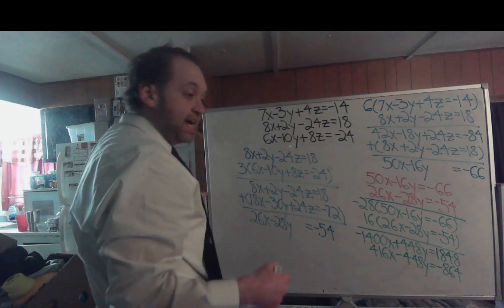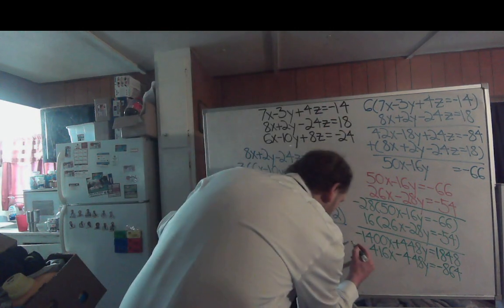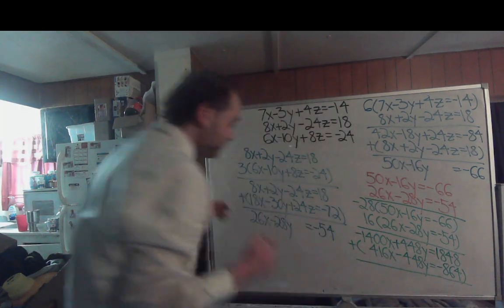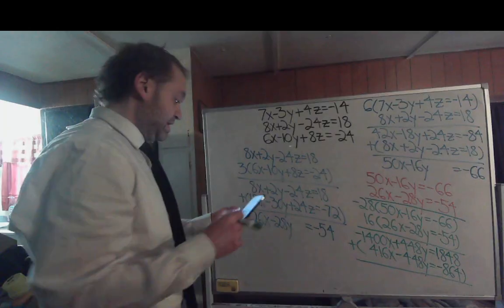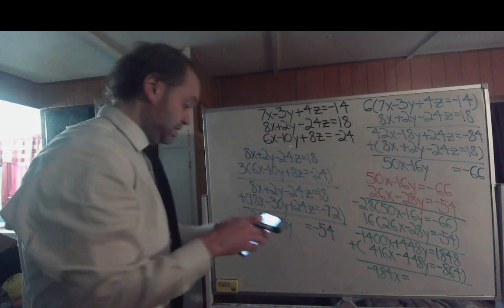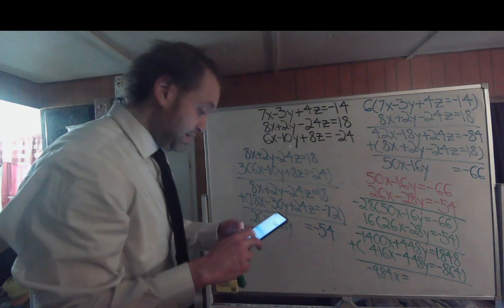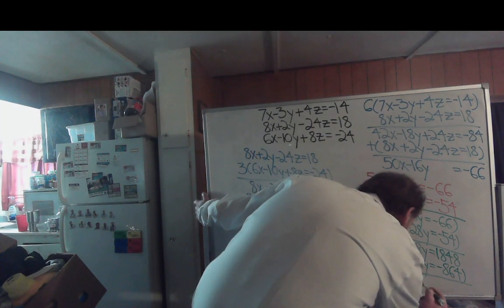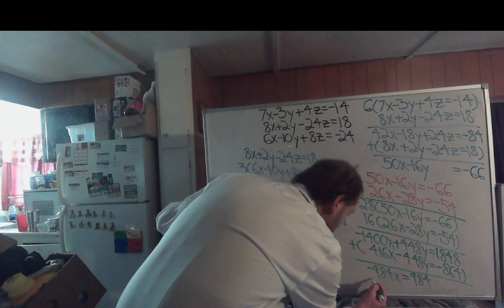So now all we got to do is add these two equations together. We can get rid of the y variable. So what you're going to end up with is something not very nice. That would give you negative 984x. The y's go, that's going to be equal to, now we need to figure out 1848 minus 864. Well, what do you know? That gives you positive 984, which means that x would equal negative 1.